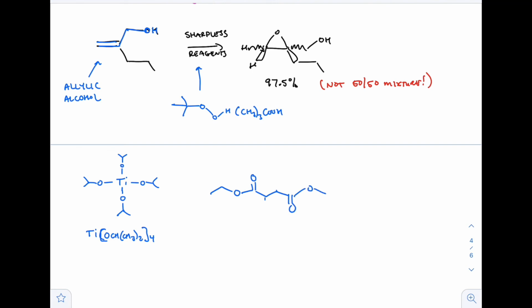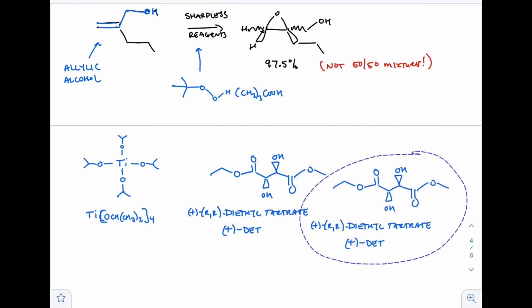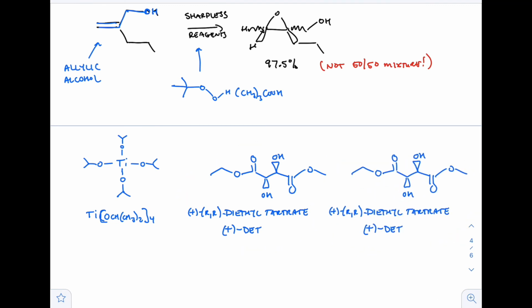All right, and so the other portion of these Sharpless reagents is this diethyl tartrate. Okay, and those OHs, you can see they are at chiral centers, and the 2 wedges gives you the R,R configuration, and the plus sign, remember, means that it's dextrorotatory, so it rotates plane polarized light to the right. Okay, and it can be abbreviated positive DET.